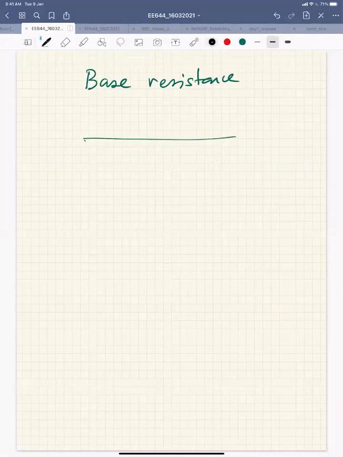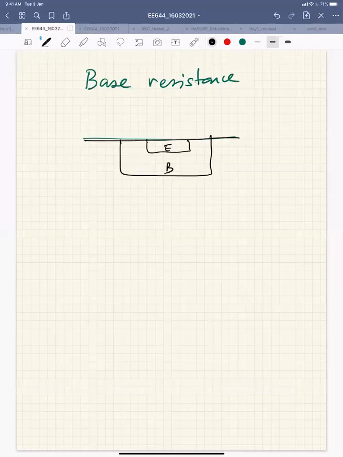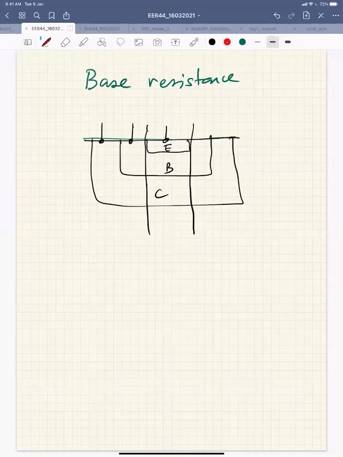If you remember, I have my emitter, then my base, then my collector. But the emitter, base and collector contacts are at the top. This is my intrinsic device.